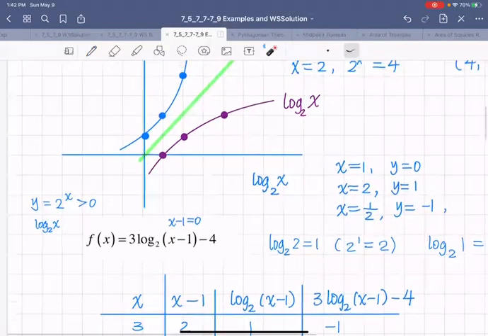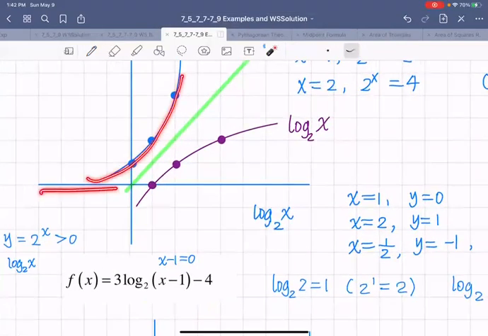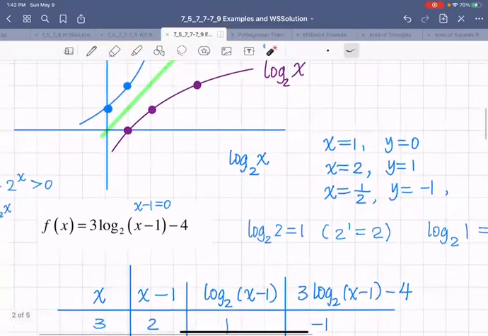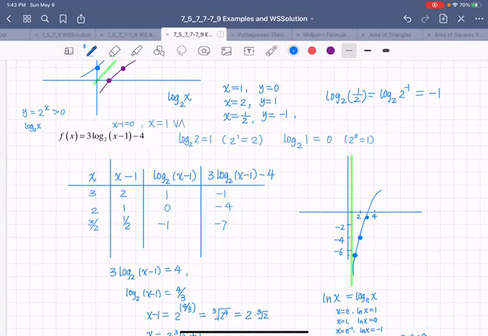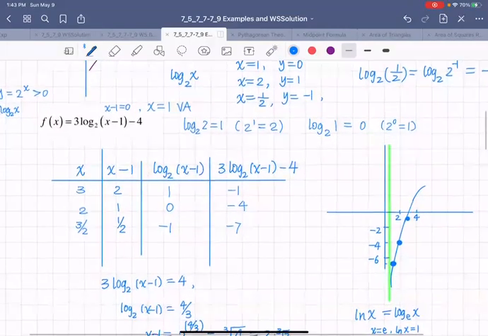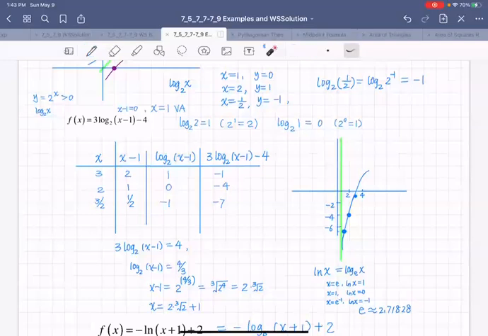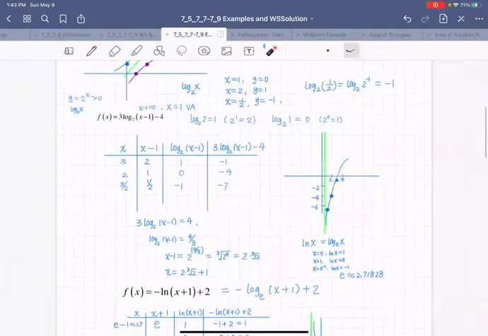For the exponential, you have the horizontal asymptote. For the logarithm, you will have the vertical asymptote. You make this equal 0, you make x equal 1. This is your vertical asymptote, VA, okay? Vertical asymptote. So you draw x equals 1 as here, and then you connect these 3 points. That's what your log function looks like. Does this make sense to you, Brandon?